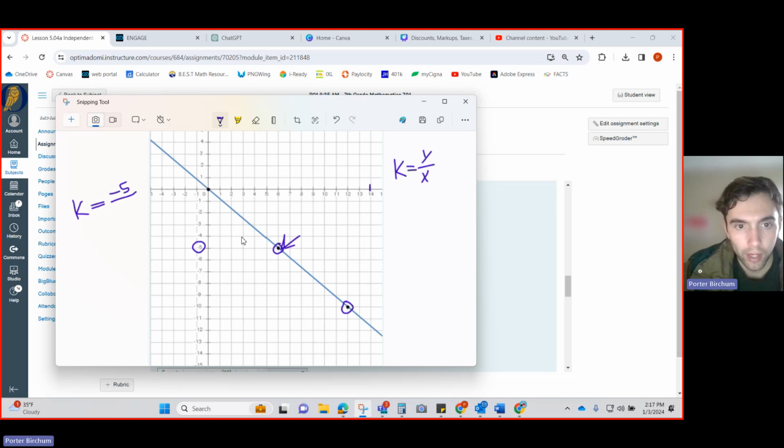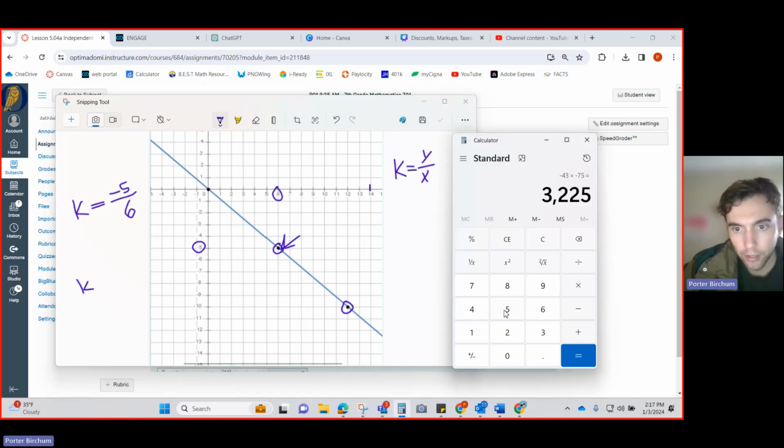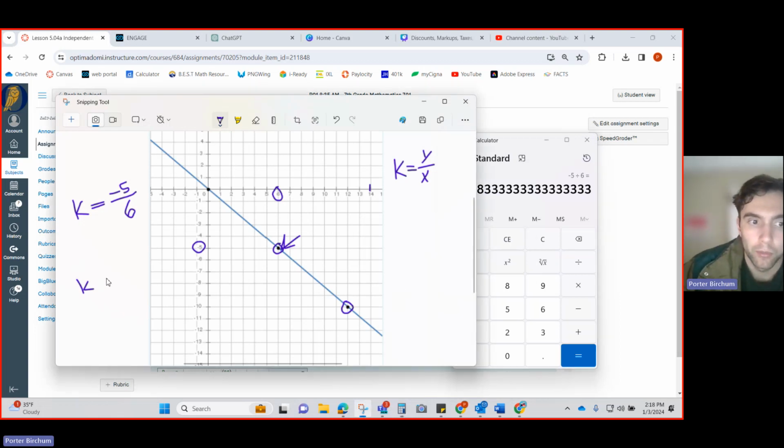So negative 5 divided by the x value. What is the x value for this dot? How far over, how far to the left or right is this dot? Positive 6. So negative 5 divided by 6. That would give me the answer of, let's see what our handy dandy calculator says. Negative 0.8333333333.